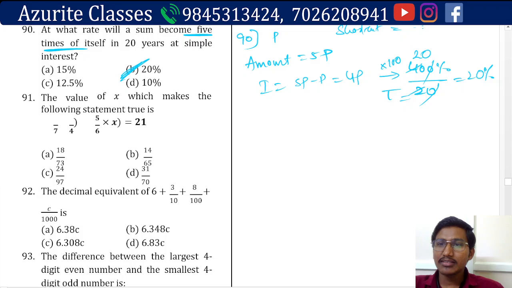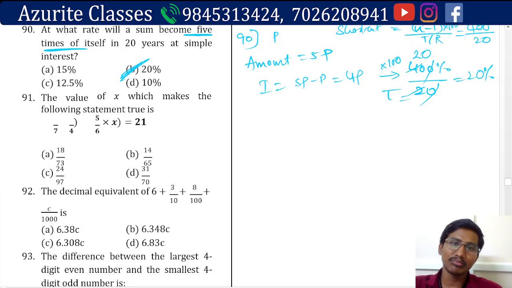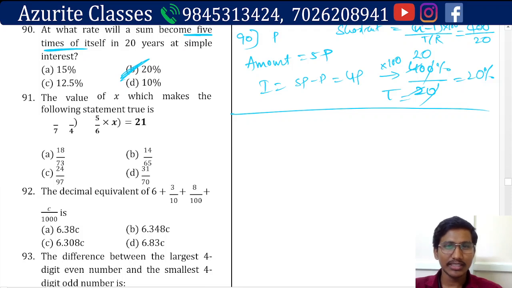N minus 1 into what? That is time or rate, they will ask any of it. If they give time, they will ask rate, or if they ask rate, they will give time. So n minus 1 means 5 minus 1, which is 4. So 4 into 100 is 400, divided by the time given, 20. So 20 will be the answer, option B. You can do that shortcut method. I will not go into the long method, that is enough.